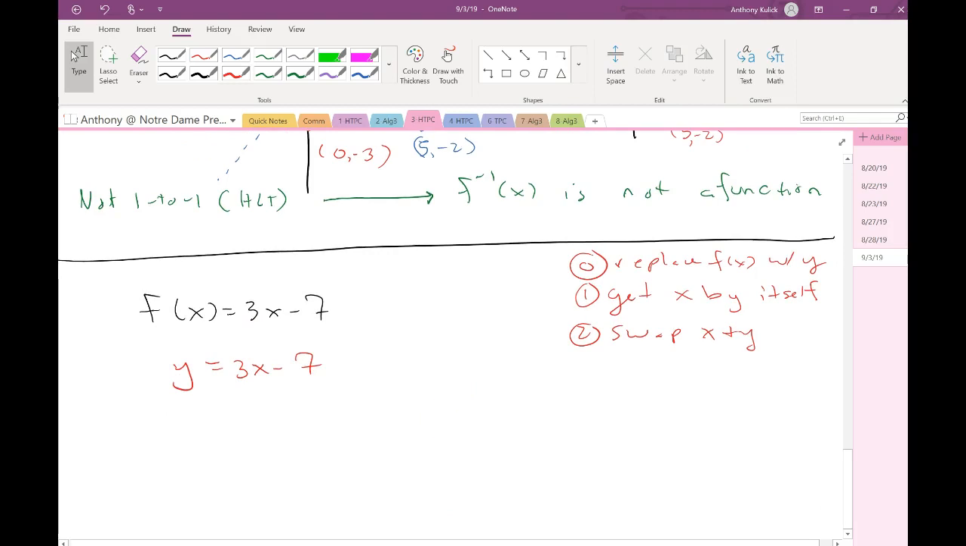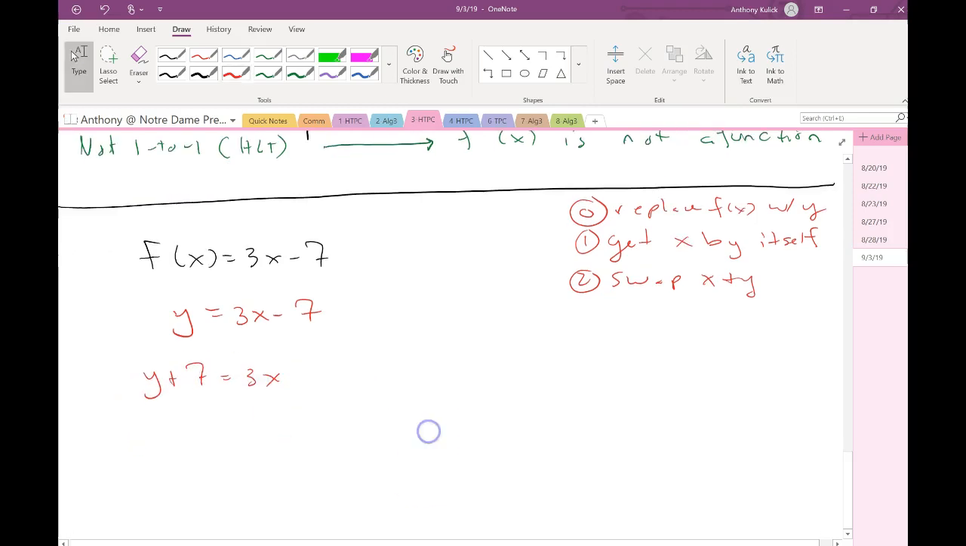So I've replaced the f of x with a y. Now we'll solve for x. So I'm going to add 7 to both sides, and then divide both sides by 3. And I've isolated that x variable.